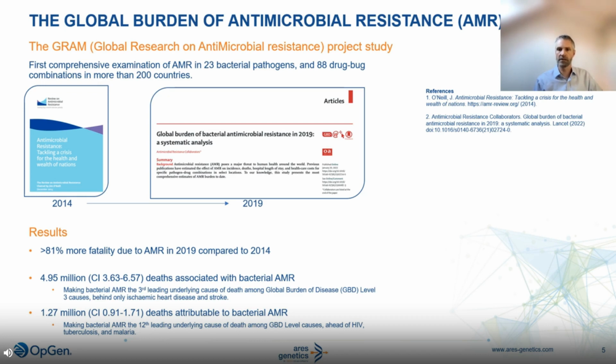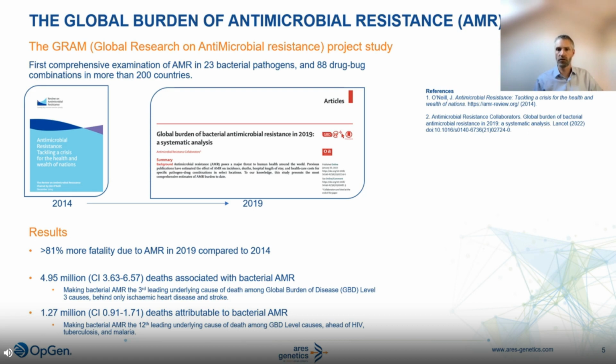Associated with thereby means that if all drug-resistant infections were replaced by no infection, then 4.95 million deaths could have been prevented in 2019. This number has put bacterial AMR at place 3 of the leading underlying causes of death, only behind ischemic heart disease and stroke.